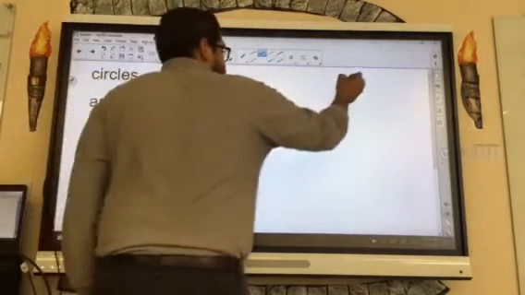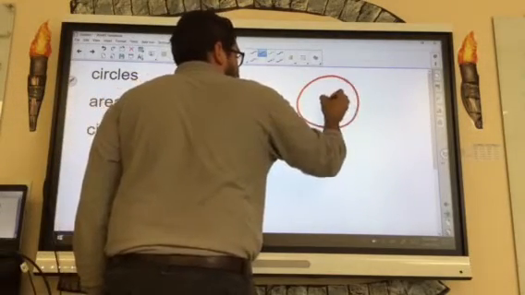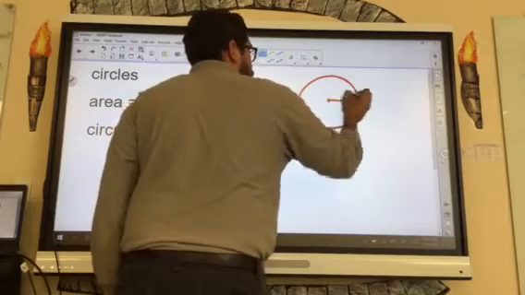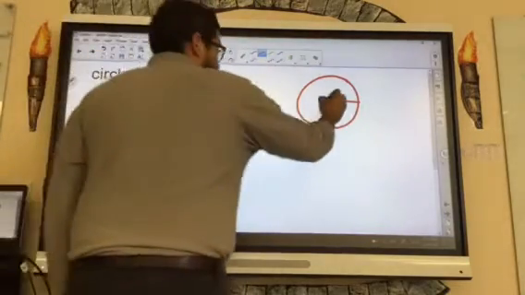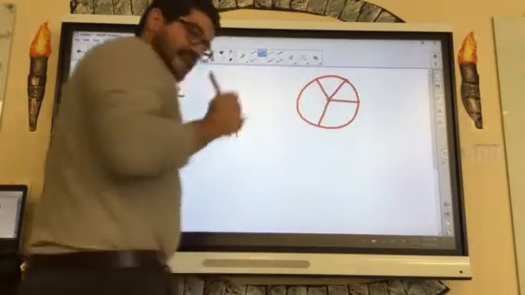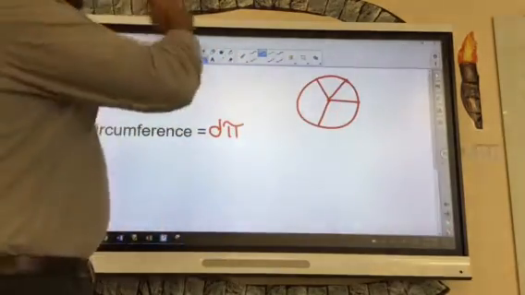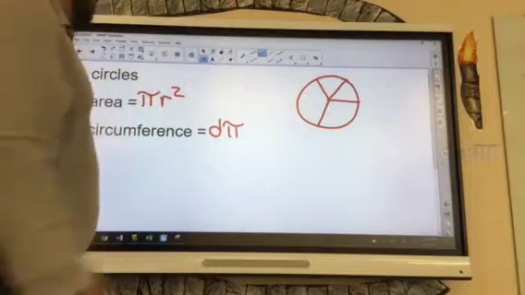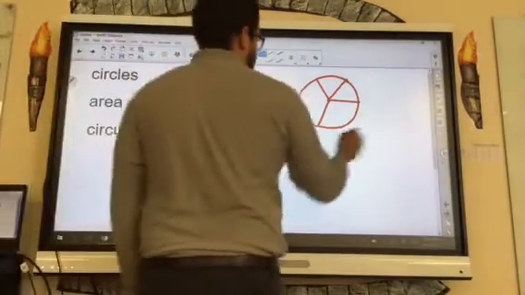Now, radius, if you remember, is the distance from the center of the circle to the wall of the circle. So that's a radius. This is also a radius. This is also a radius. This is also a radius. Any line going from the center of the circle to the wall of the circle is the radius. So that's what we use when we're doing area.